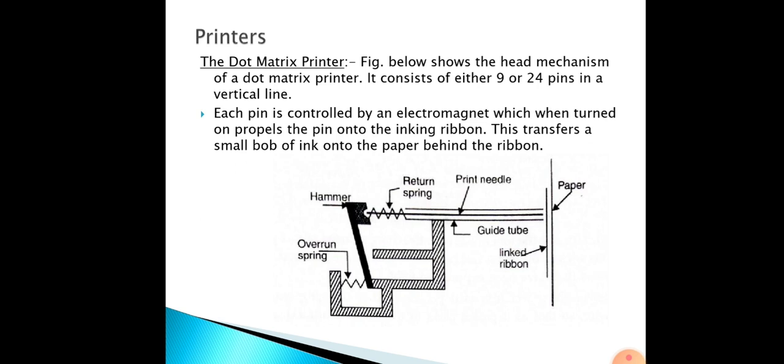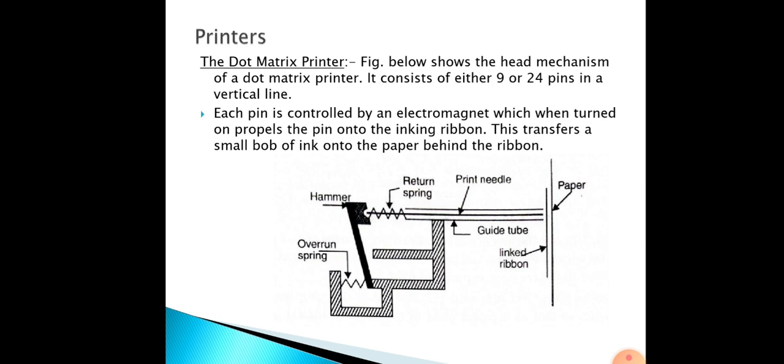A character is formed by moving the print head in horizontal lines back and forth across the paper and firing the appropriate pins. Okay, so how will a character be formed? The print head will be firing on that paper continuously.